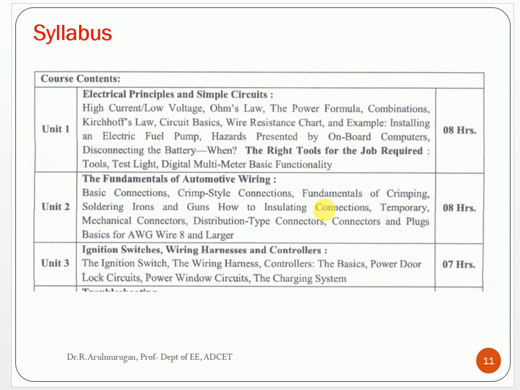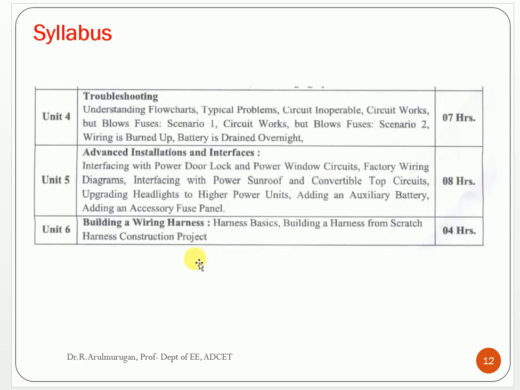The next one is the syllabus content. This is the syllabus content of the six units. You are going to study the electrical principles and a simple circuit in unit number 1. Unit number 2 is the fundamentals of the automotive wiring systems. The third one is the ignition switches, the wiring harness and the controllers. The fourth one is troubleshooting. The fifth one is advanced installation and the interfaces. And the sixth one is building a wiring harness.